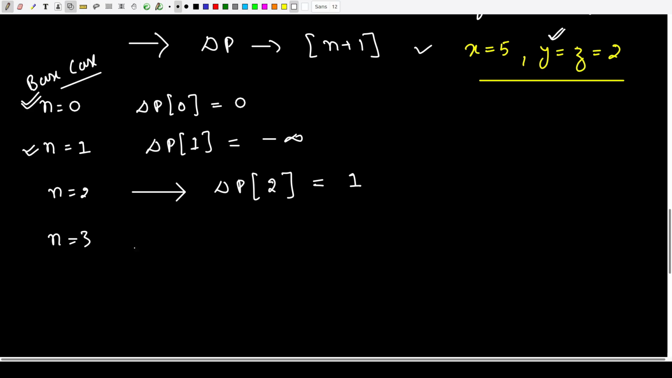Now let us work on n equals 3. For n equals 3, we have just one option, which is to divide the line segment into two parts, one of size 2 and another of size 1.